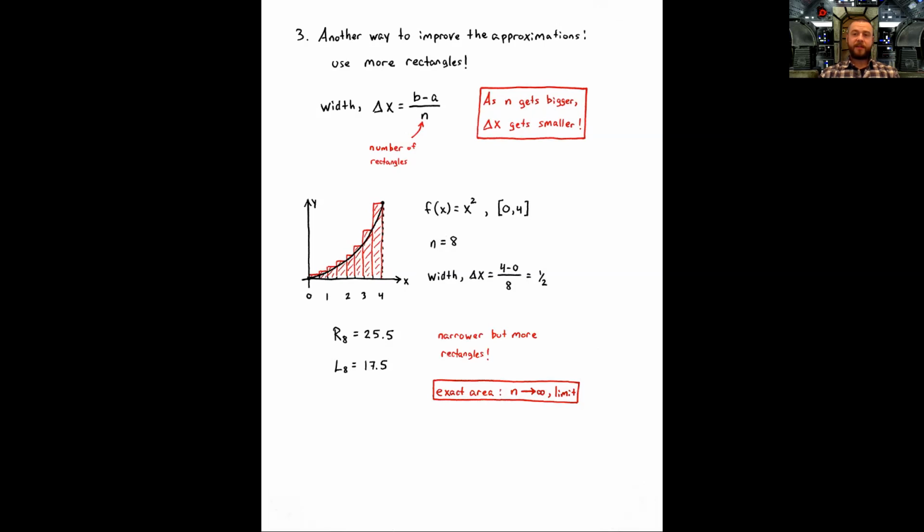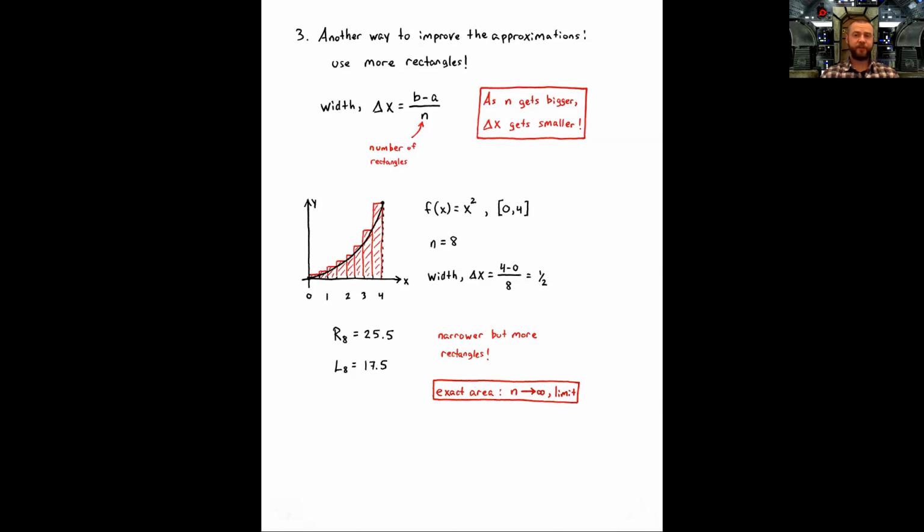Now, just so we get an idea where this is going, beyond the scope of this lecture, but definitely within the next one, we'll find a way to make this approximate area or answer exact. We basically take this improvement procedure using more rectangles to the extreme. Instead of using a large number of rectangles, let's go all the way to the extreme. Let's use an infinite number of rectangles. And that's where the concept of a limit comes in. We take the limit as the number of rectangles that we're using goes to infinity.